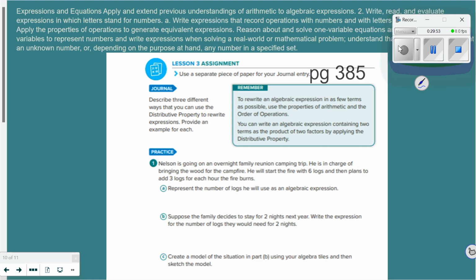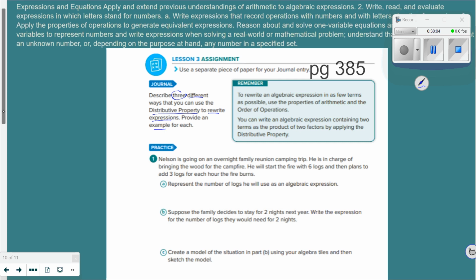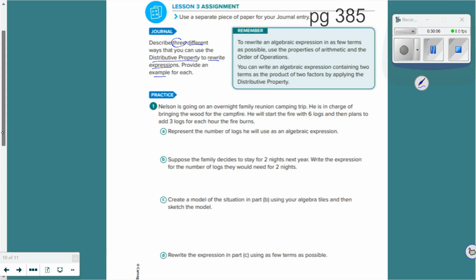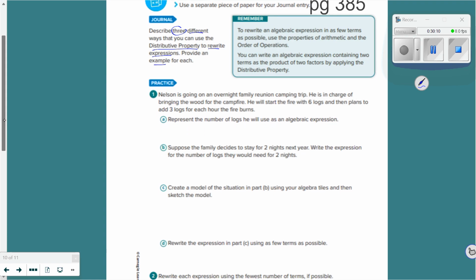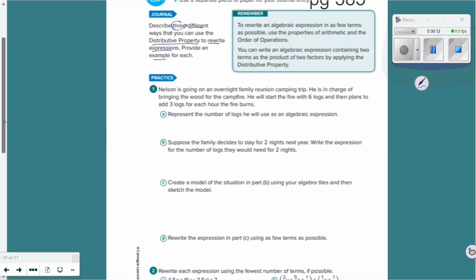Okay, so a little extra help on your homework. Describe 3 different ways you use distributive property to rewrite expressions. Write an example. When you go back through the lesson, we've given you several different examples, from pulling out common factors to actually distributing it to changing the pieces of it.